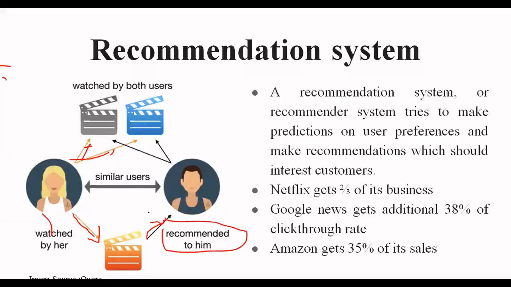So a recommendation system, or recommender system, tries to make a prediction of user preference, that is, what the preferences of the users are, and makes recommendations that should interest the customers. According to available data, Netflix gets two-thirds of its business from these recommendation systems. Google News gets an additional 38% click-through rate from this recommendation system.